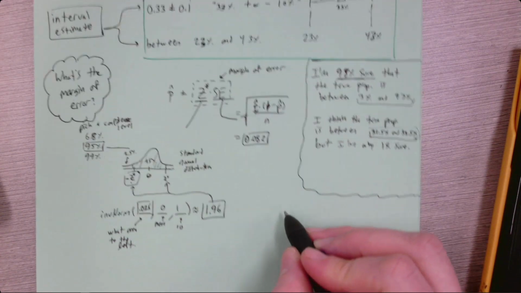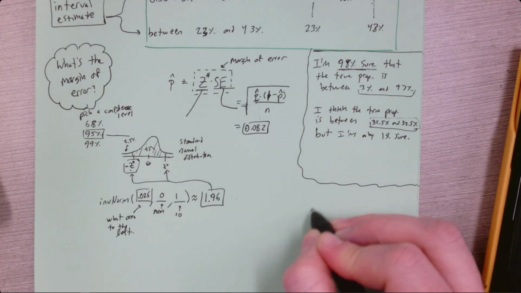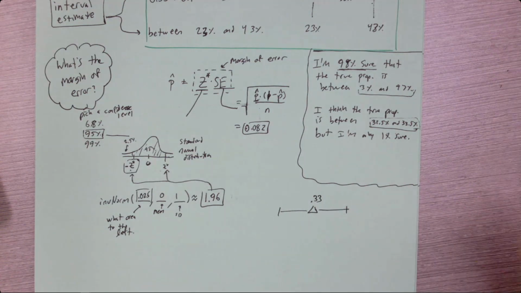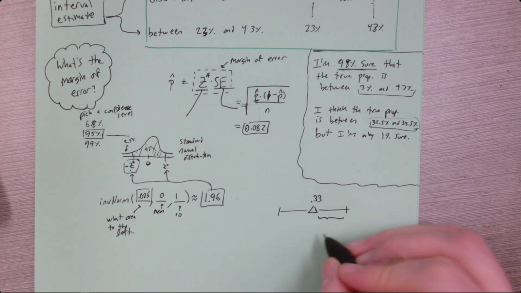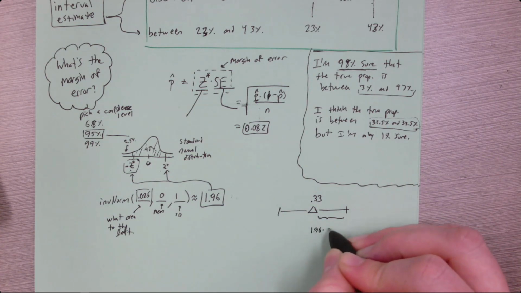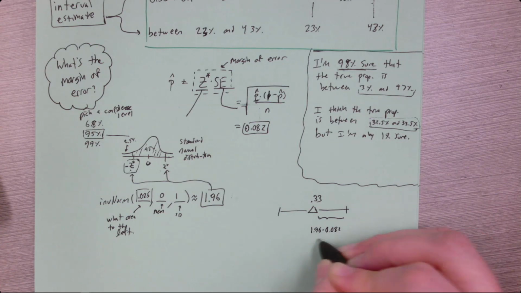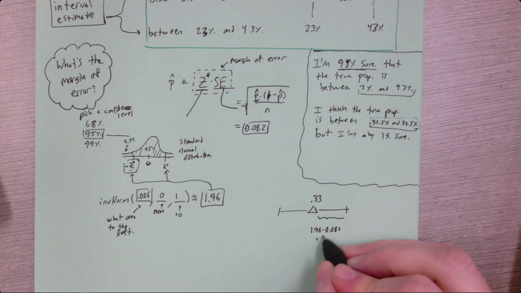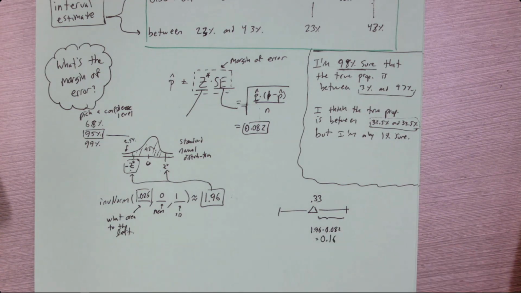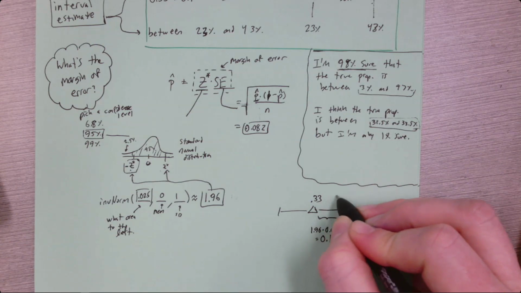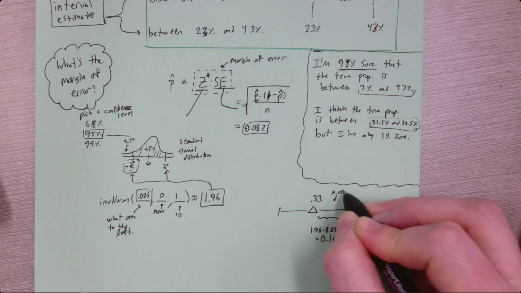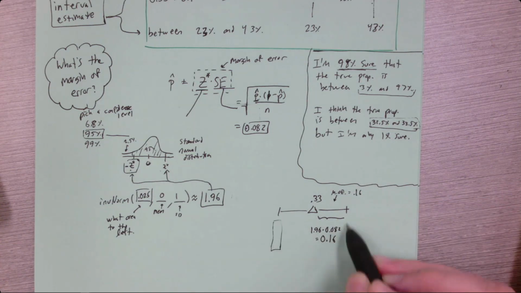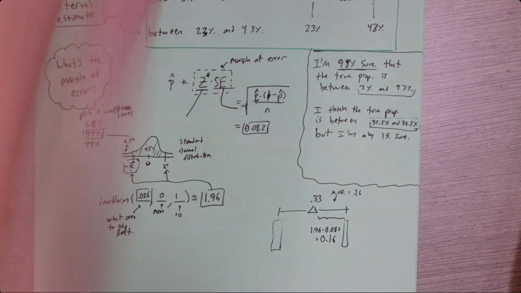So I'm going to rewrite my estimate down here. My p hat was 33%. My margin of error is 1.96 times 0.082, which equals 0.16, so 16%. So my margin of error equals 0.16. So now if I was going to report my interval using a low bound and a high bound, I might say something like this.